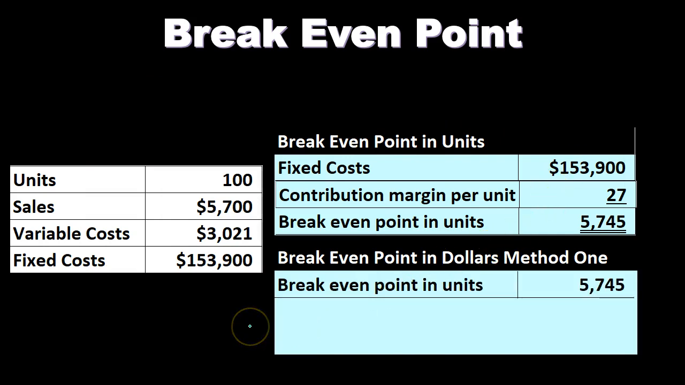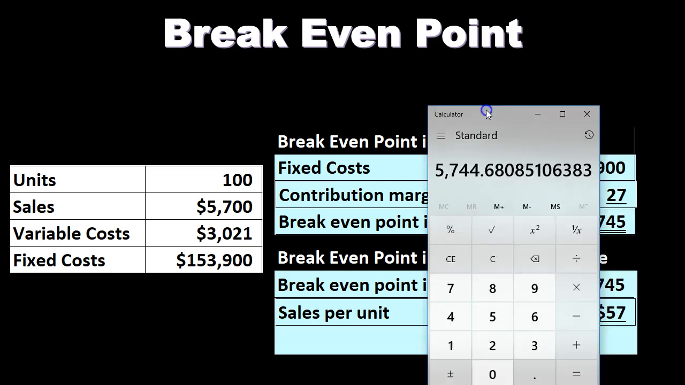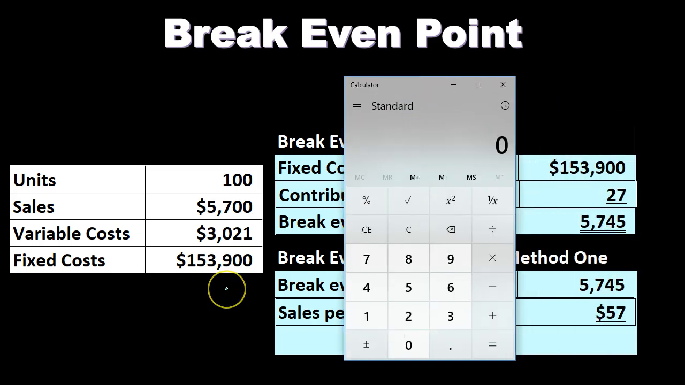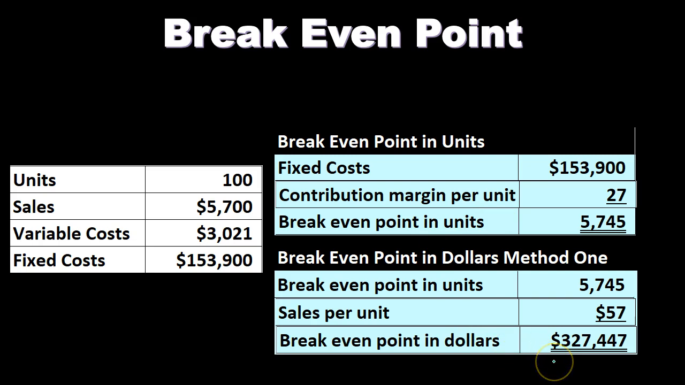And then we could calculate the break-even point in dollars by taking that 5745, which is really 5744.68, multiplying times the $57, because it's going to be $57 per unit, because we know that we have the 5,700 sales divided by 100 units, the $57, and that's going to give us the 327,447. Again, note that there is rounding involved. So we've got that break-even point then.